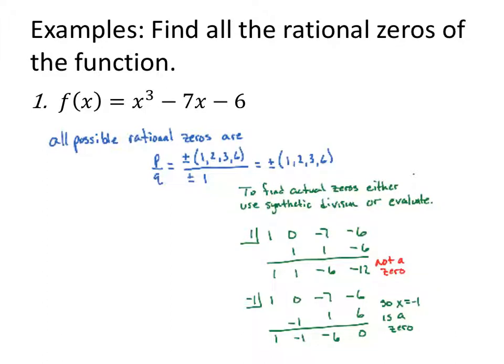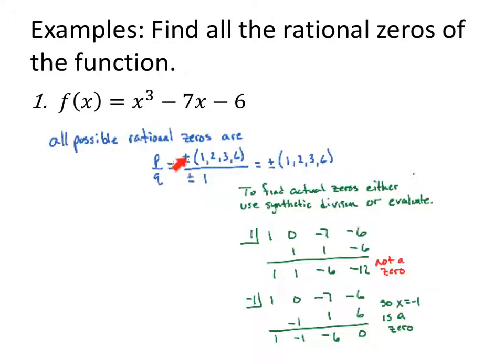Find all the rational zeros of f of x equals x cubed minus 7x minus 6. If I wanted to know all possible rational zeros, I would make the rational expression p over q. P, I want all factors of 6. So what numbers go into 6? 1, 2, 3, not 4, not 5, 6.